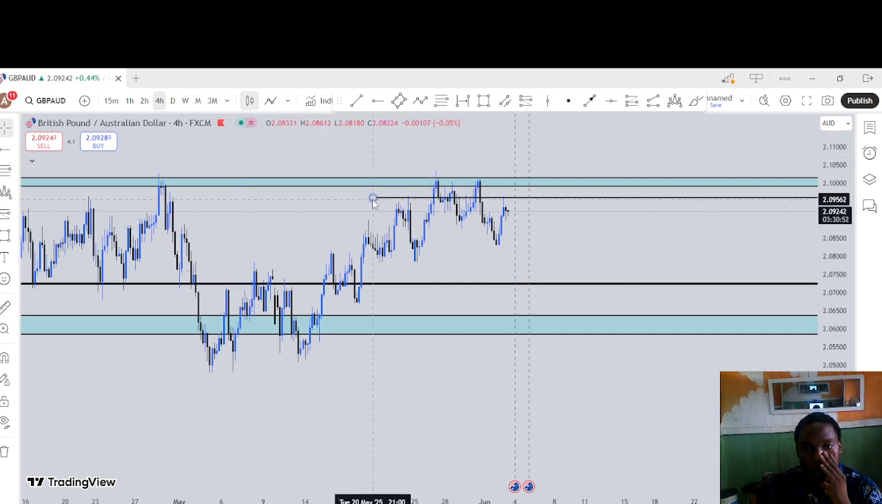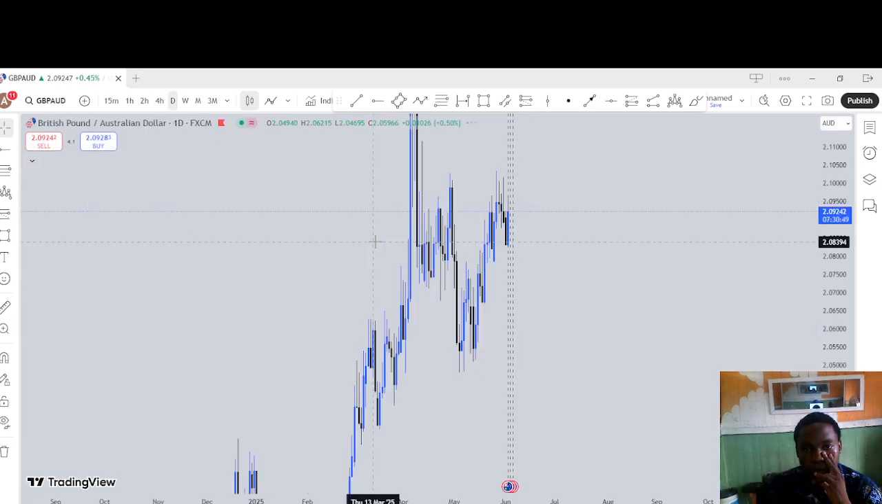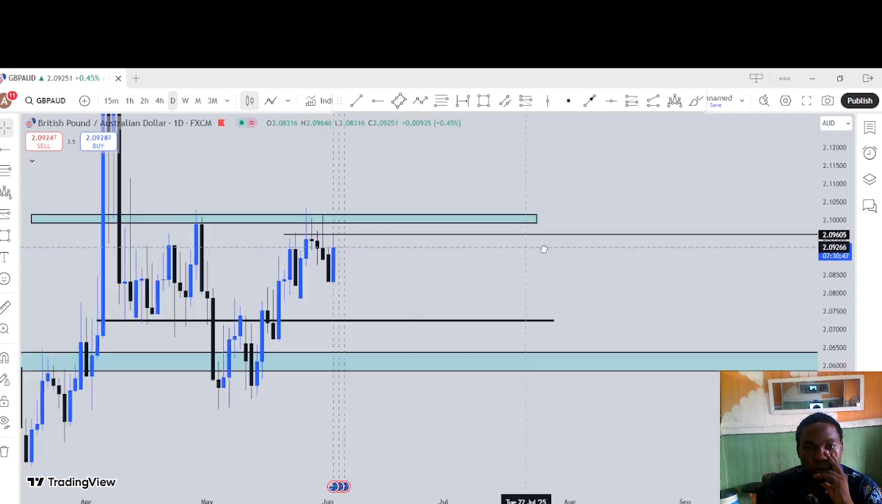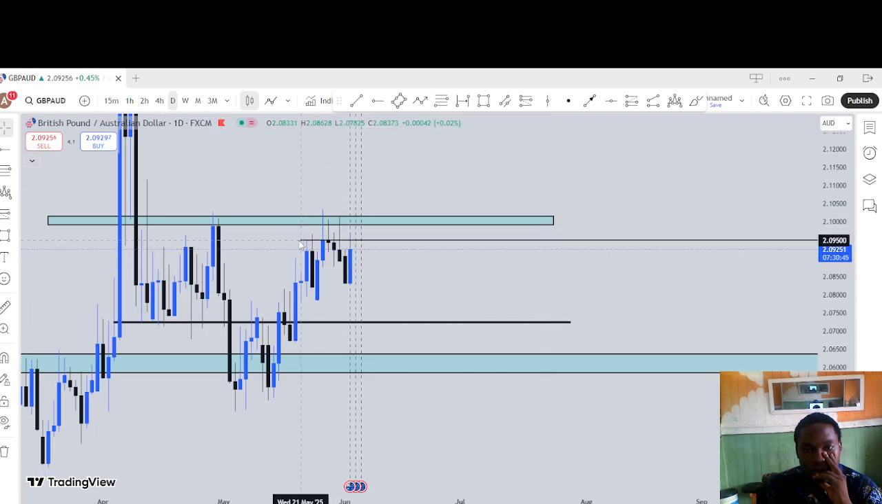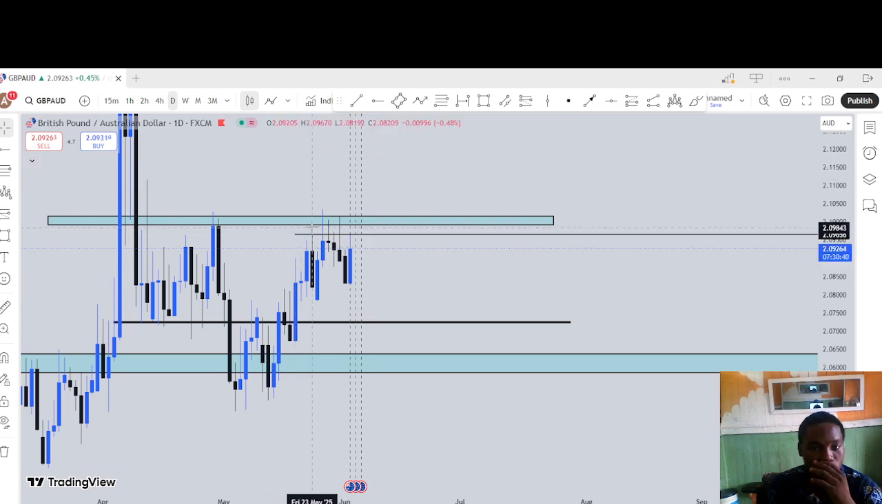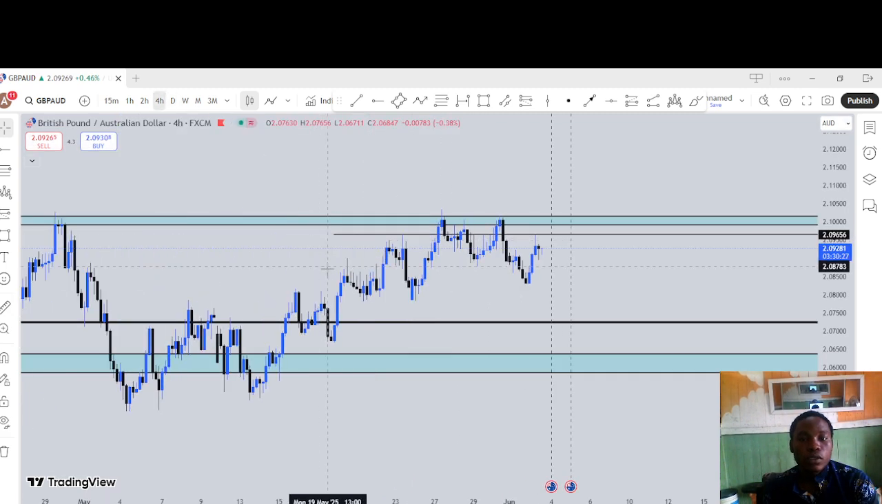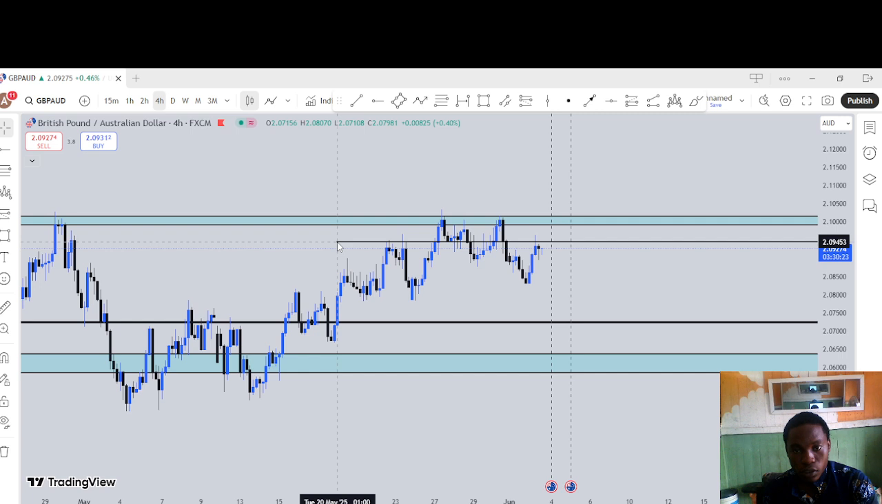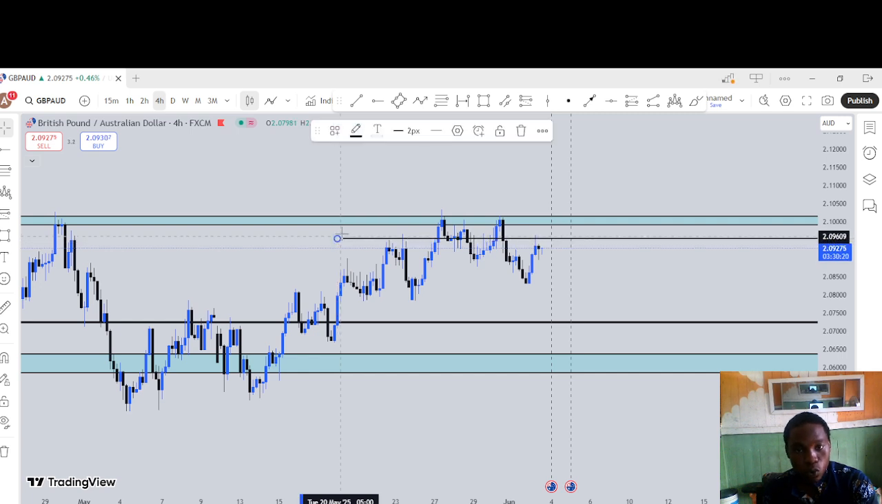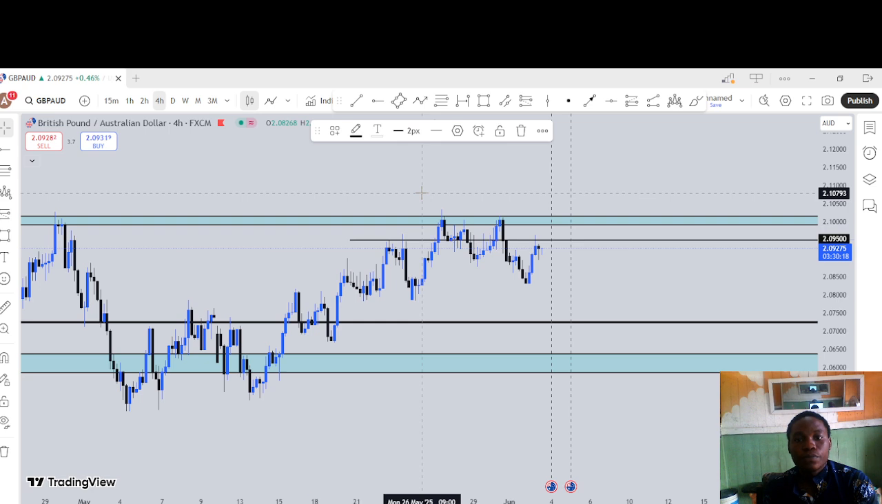So right now on GU, let me pick this, because this was the last. I don't use the body for entries. I use the wick just to have a good entry. You know, so this is it. I can still use here. I can still use here. Still cool.